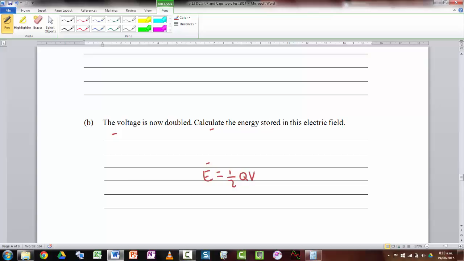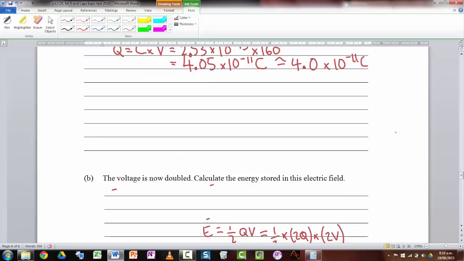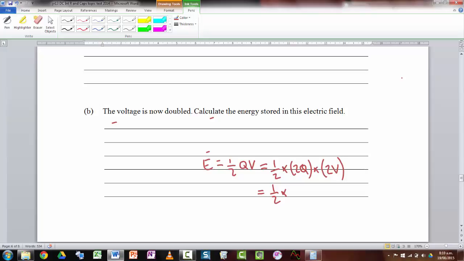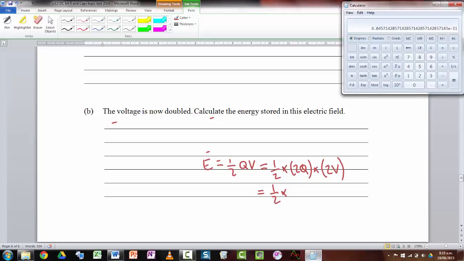But if we double the voltage, you'd think the energy would double. But if we double the voltage, the charge also doubles. And so it's going to be equal to a half times 2Q times 2V, which is equal to a half times, what was the charge? 4.05 times 10 to the negative 11 times 2. And then it's going to be 320 for the voltage. So it's going to be that.